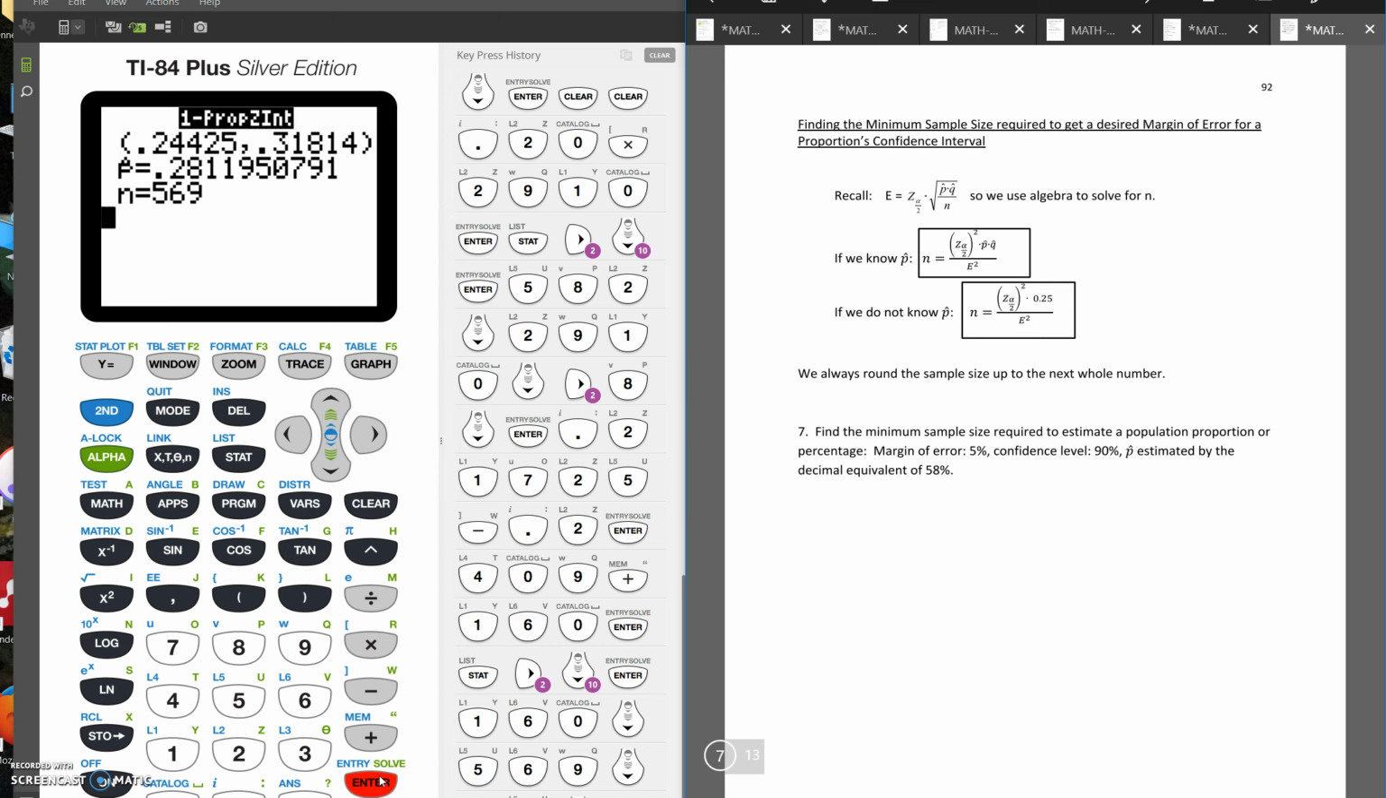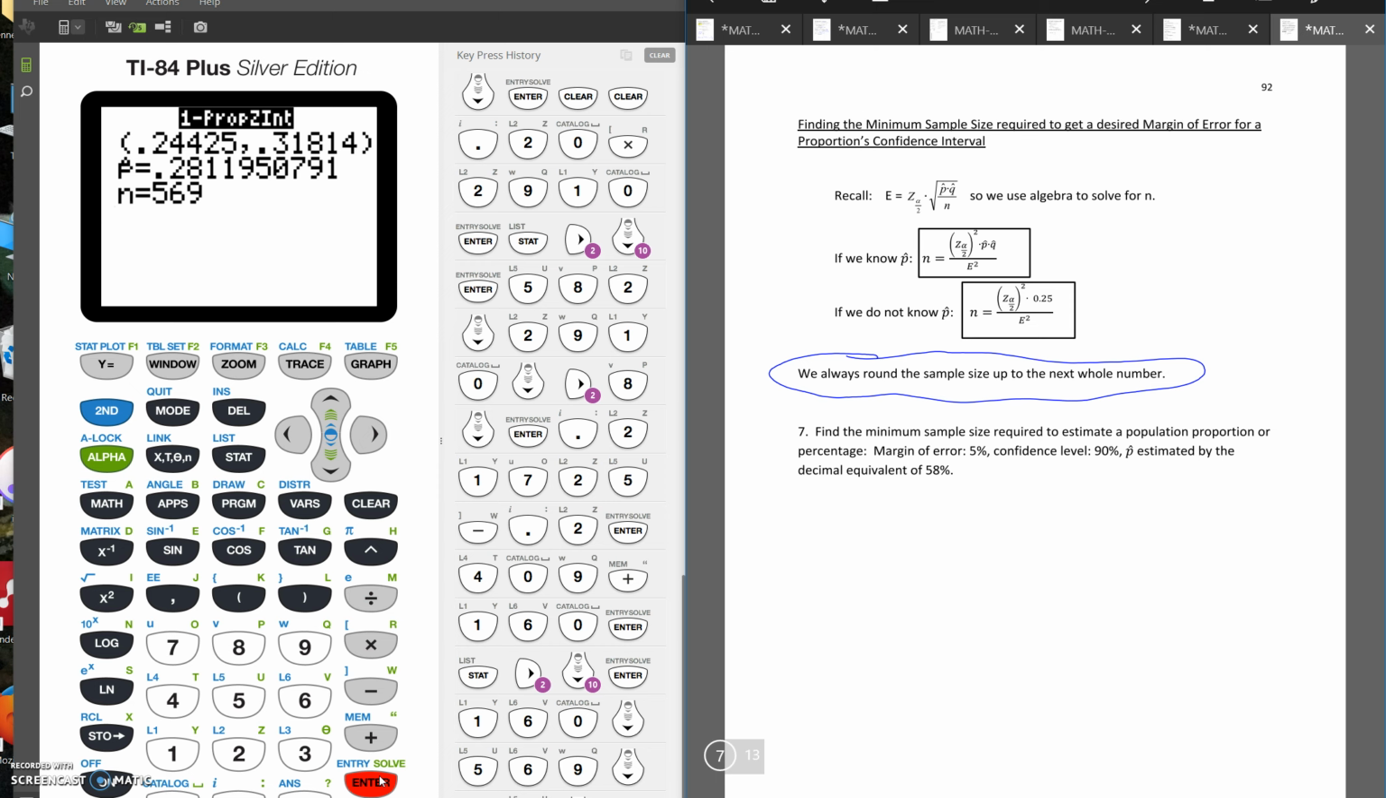And it's important to know here that we always round the sample size up to the next whole number, because if it said, just for example, that you have to sample 5.3 people, well, you can't sample 0.3 of a person, so you'd have to sample at least 6 people to actually get that number.